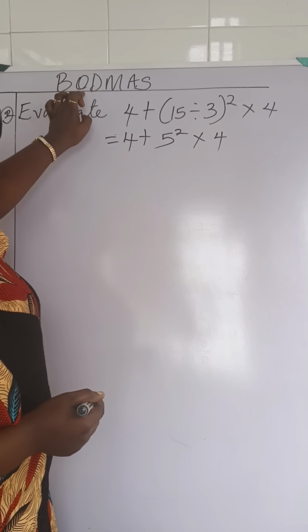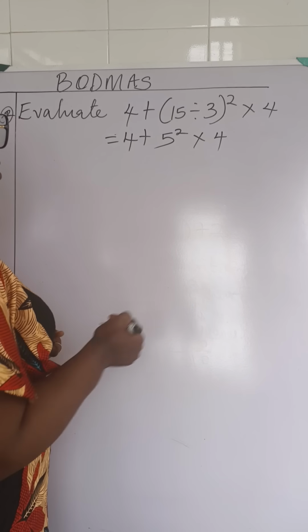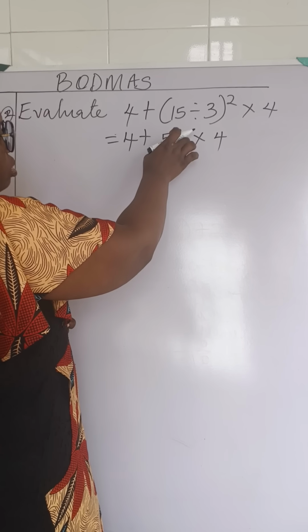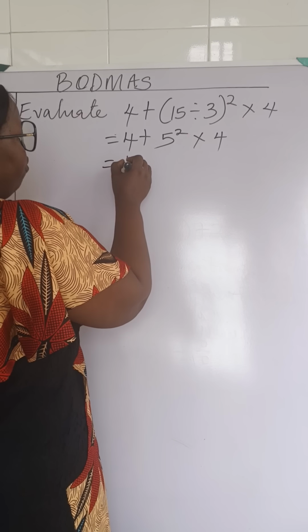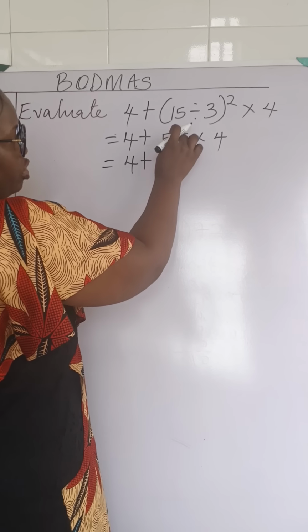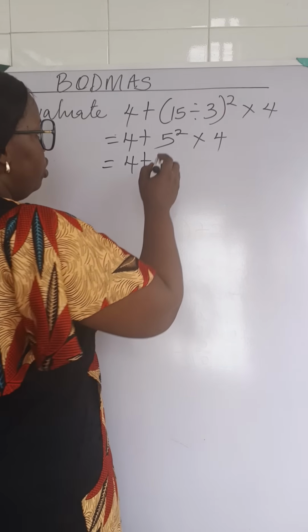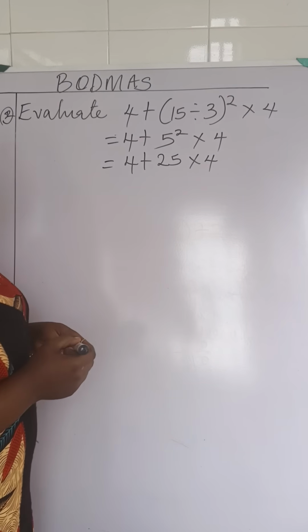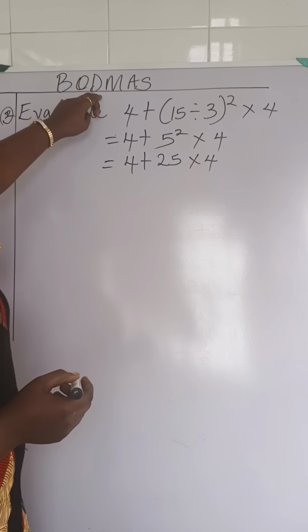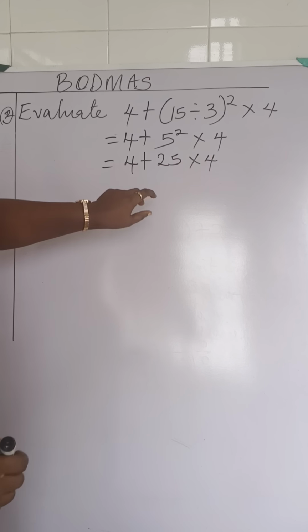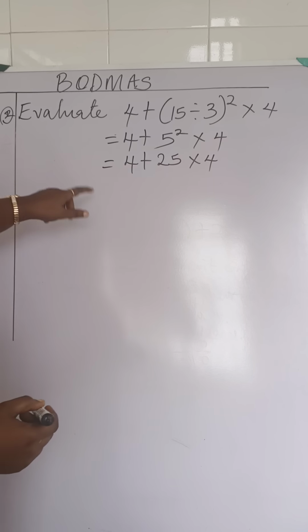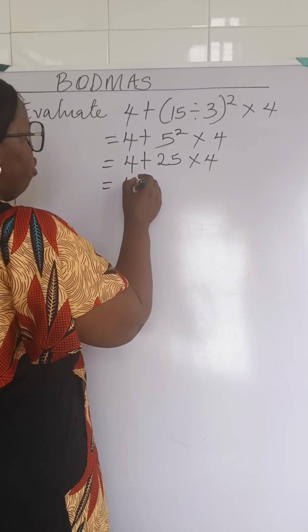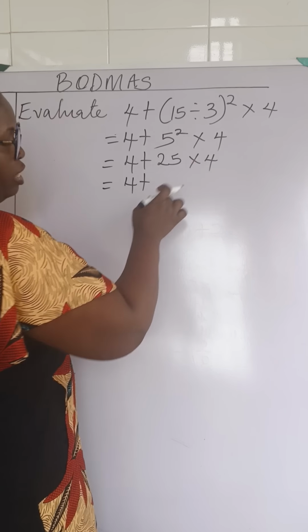Now the next one is O, which is order, and that is power of 2. We are going to do this one as the next one. So we have 4 plus 5 squared, that is 5 times 5, which is 25, times 4. Let's look at it again. D, there is no D in this equation. So we'll go over to multiplication, which is M, and we'll have 4 plus 25 times 4.